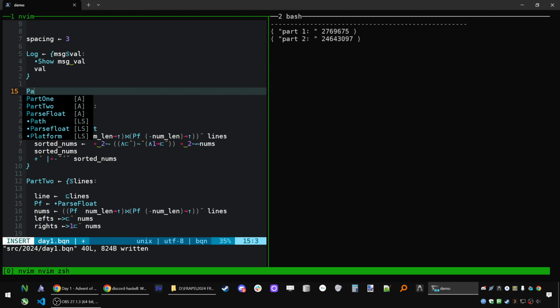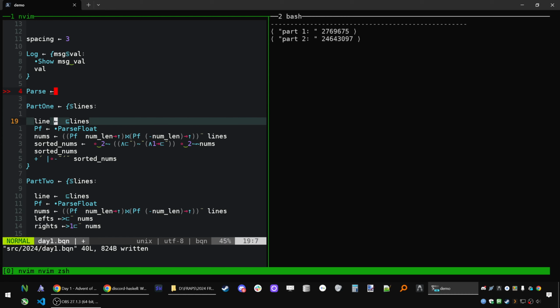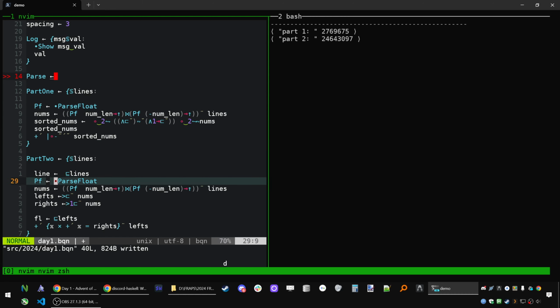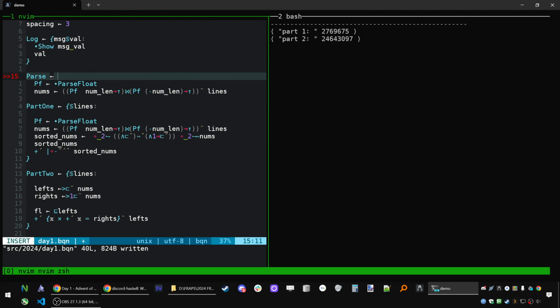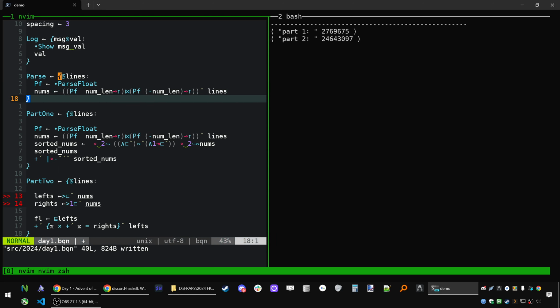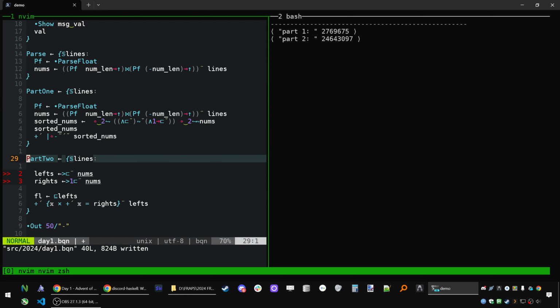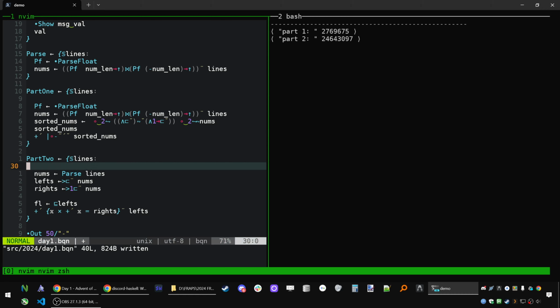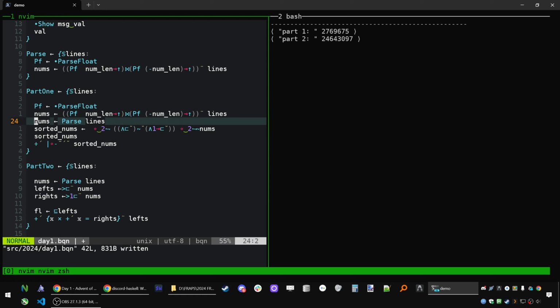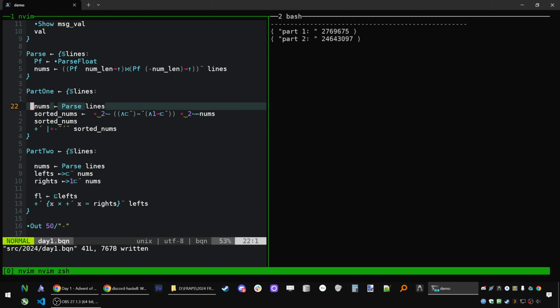I can just take a parse, I guess. Parse, and then turn. We can go to this as well, actually. And then this turns to this. This lines. So then I simply do nums equals parse lines. Is that correct? Same number. Excellent. So that means I can do this here. Okay, that's looking good.